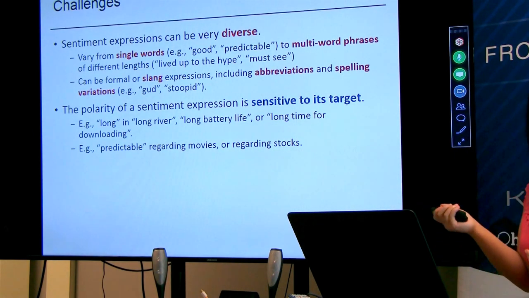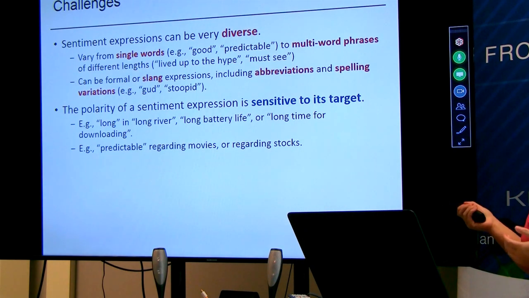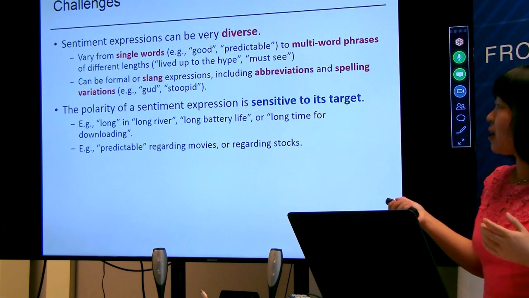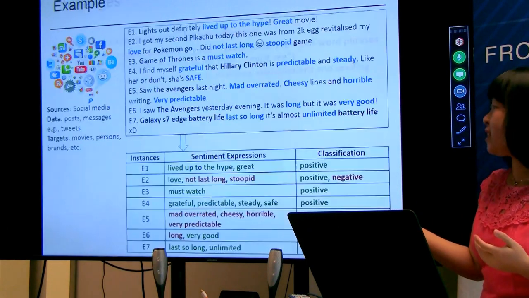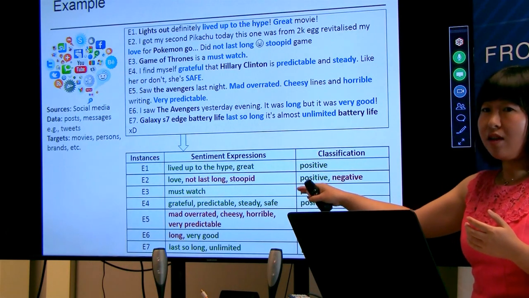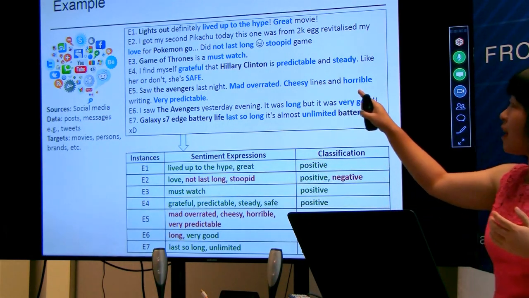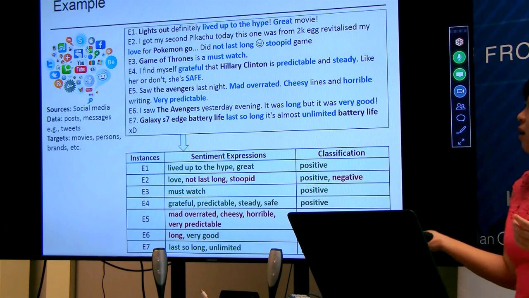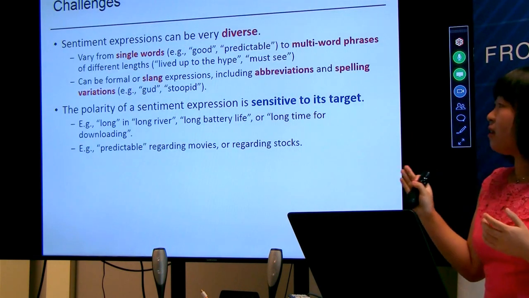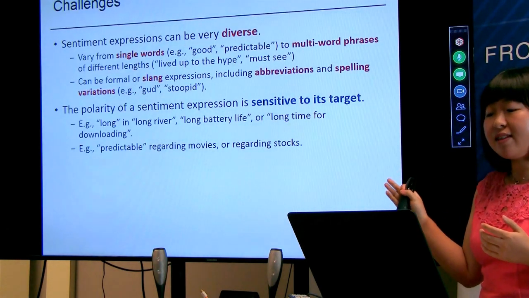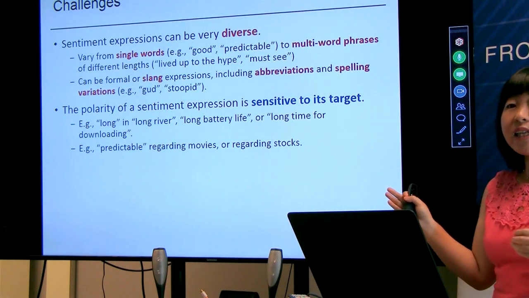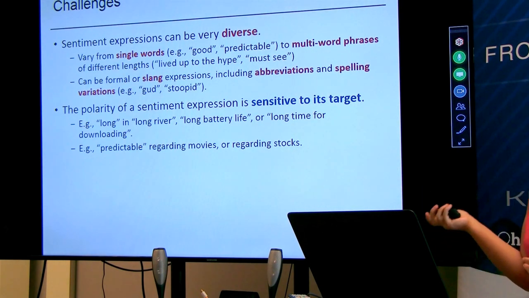First, sentiment expressions can be very diverse. Let's say these single words or multi-word phrases in these examples, and they may also contain slang words like "stupid." And then the polarity of a sentiment expression is sensitive to its target, like the word "predictable" or "long."